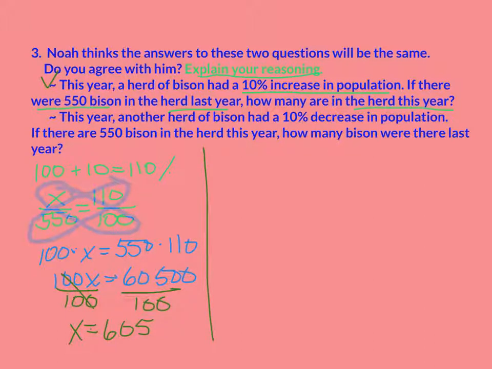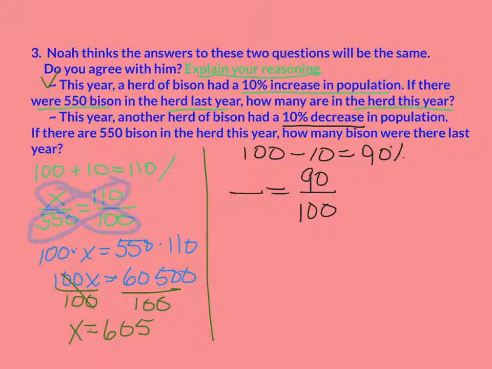Now the second one. Second one tells us that this year, another herd of bison had a 10% decrease in population. If there are 550 bison in the herd this year, how many bison were there last year? Okay, so this time we've got a 10% decrease. So we take our 100, subtract 10, that gives us 90%. And just like the last one we did, you can go ahead and put that 90 right on top of the 100.